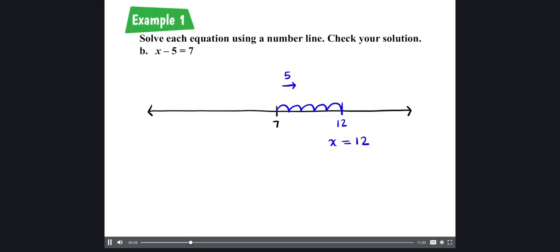Let's check our solution by substituting 12 for x in the original equation. Does 12 minus 5 equal 7? Yes, 12 minus 5 equals 7, so x equals 12.